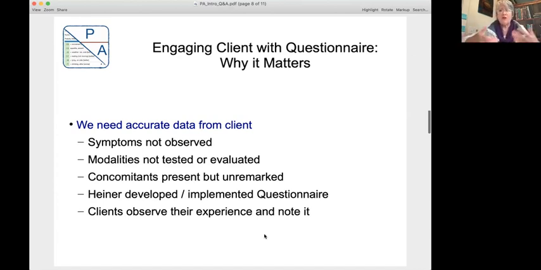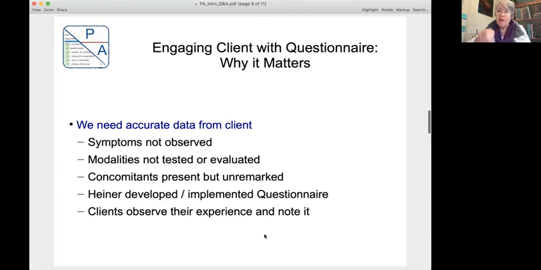Have you had a time where you're talking with a client who's got terrible jaw pain and you say, is it better if you put something warm on it? And they say, I don't know, I haven't tried. And so what Heiner does is engage the clients with these questionnaires, asking them to observe. What are the concomitants? What are the modalities? What are your symptoms? Really look at it.